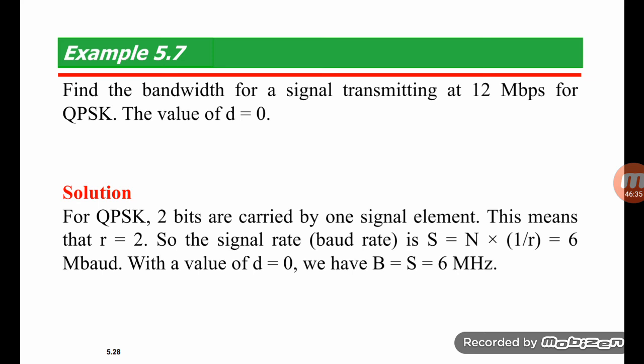Find the bandwidth for a signal transmitting at 12 megabits per second for QPSK. The value of d is equal to 0. Very easy question. What should I do? Same. You know the formula for the bandwidth. Here the factor is 1 plus d, which is 1 plus 0. Yeah, here you made a mistake. Exactly, R is what? It is 2, because it is QPSK, so here R is equal to 2. That's the difference.